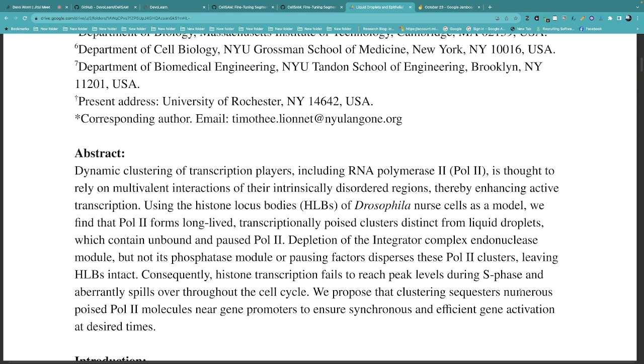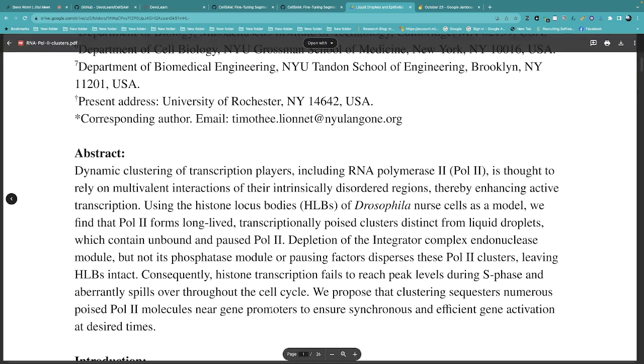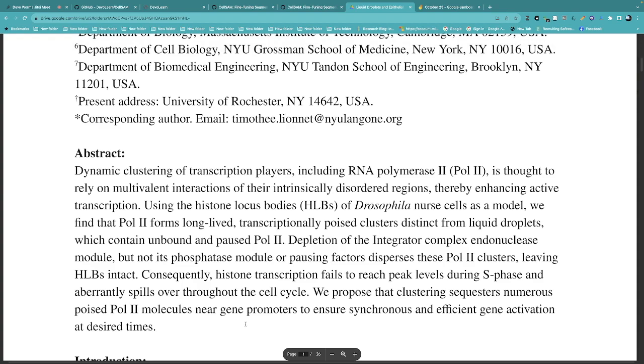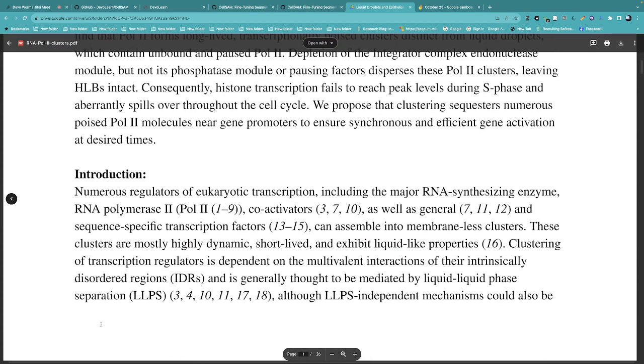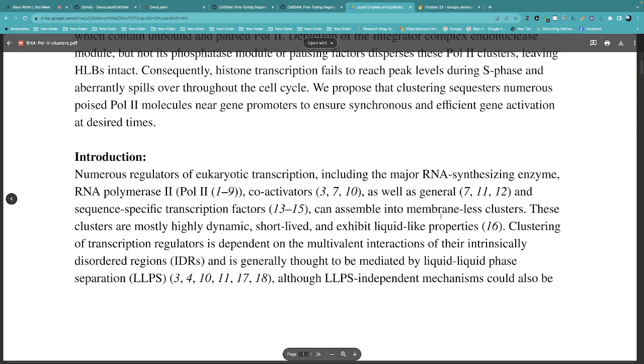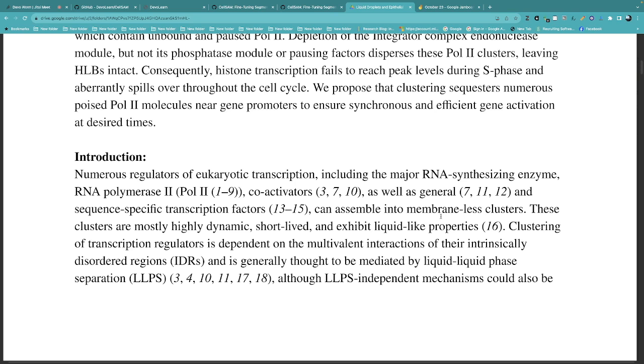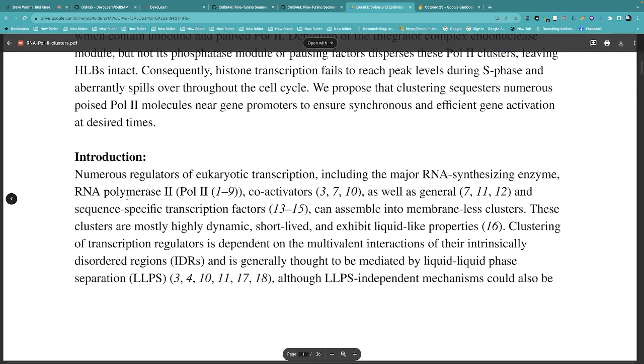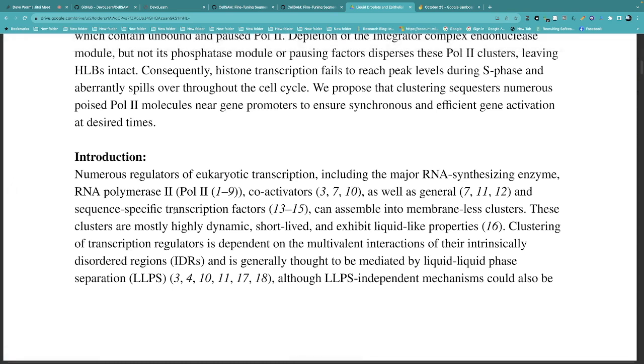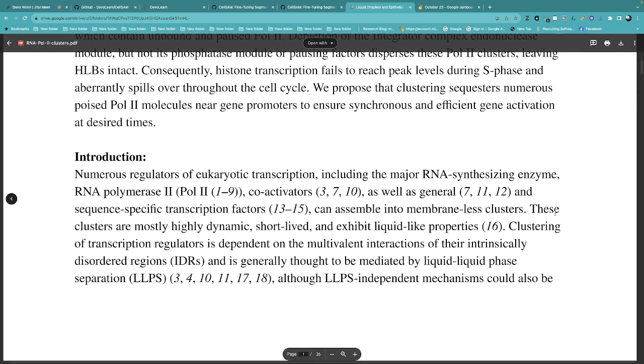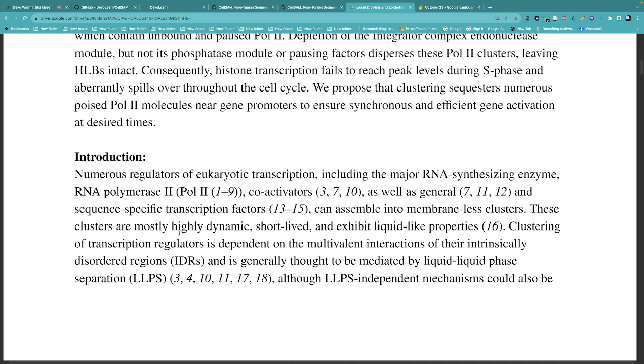We propose that clustering sequesters numerous poised Pol-II molecules near gene promoters to ensure synchronous and efficient gene activation at desired times. There are a lot of regulators of eukaryotic transcription, and one of those is Pol-II. There are other co-activators and other sequence-specific transcription factors, and they can assemble into these membraneless clusters, which can be compared to water droplets. These clusters are mostly highly dynamic, short-lived, and exhibit liquid-like properties, so they come together, they don't last very long, and they shift around a lot in terms of their size.